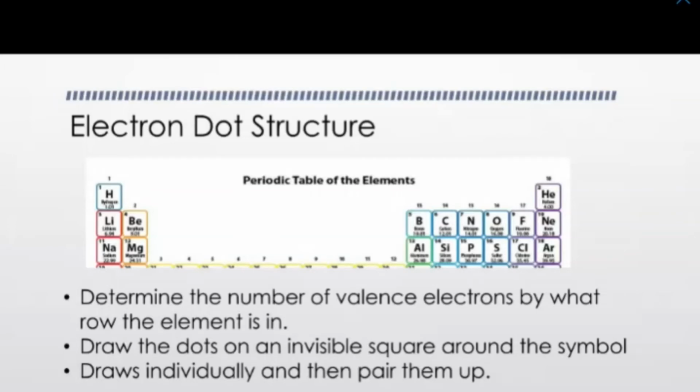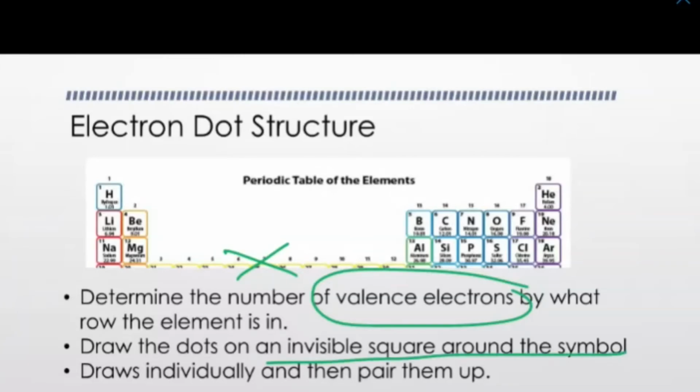So the first thing you need to do when you determine the electron dot structure is figure out how many valence electrons there are. And you do that by looking at what row it is. I'm not going to have you do the transition elements, just the tall rows, just the representative. Draw the dots in an invisible square and then pair them up.